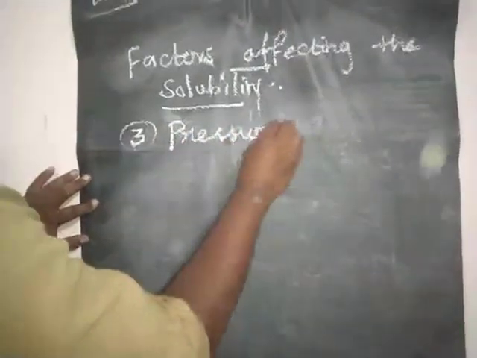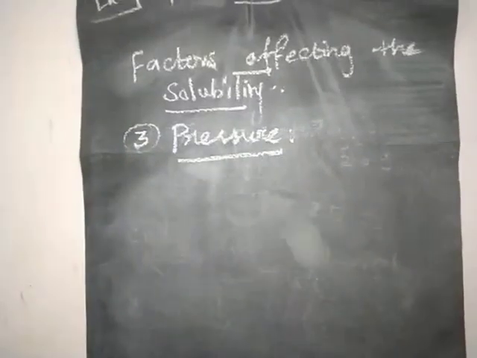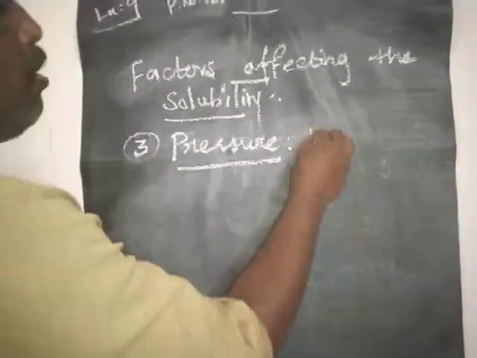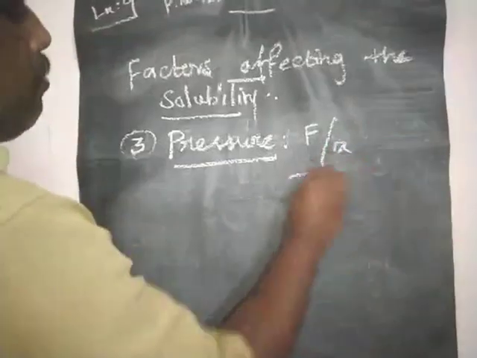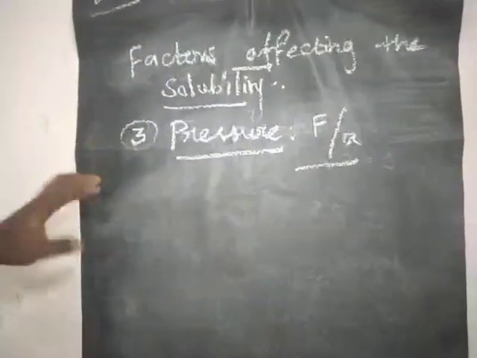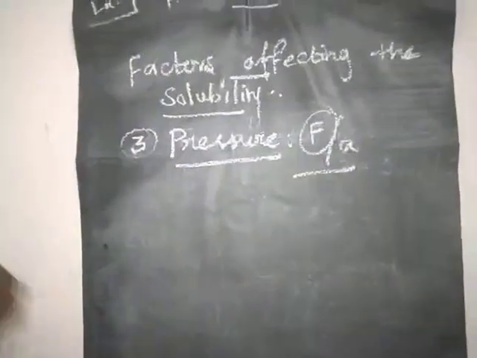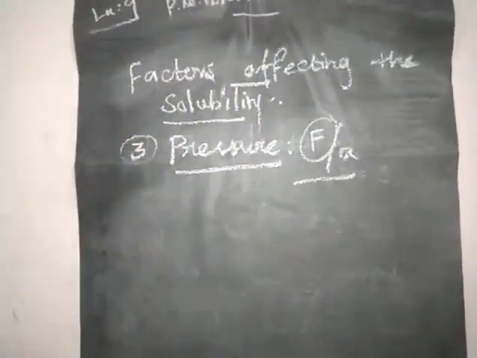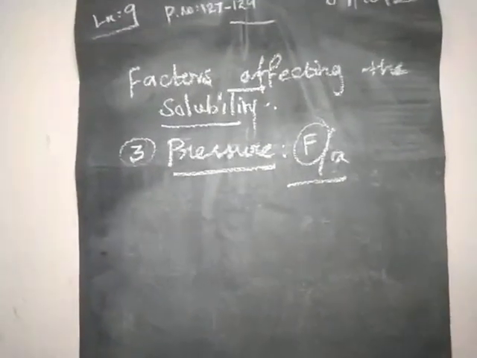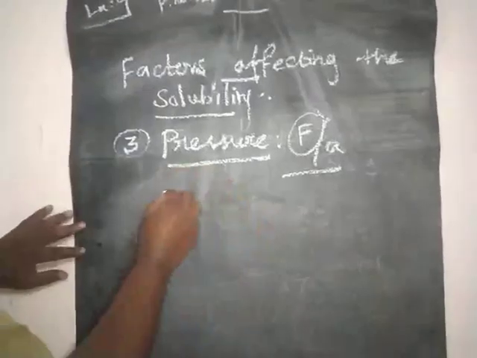Third one, pressure. So we already know what is meant by pressure. Pressure is nothing but force divided by area. For a particular area, how much force is acting, that is called pressure. Here, what will happen? When the pressure is increased, the solubility of gas in liquid also increases.